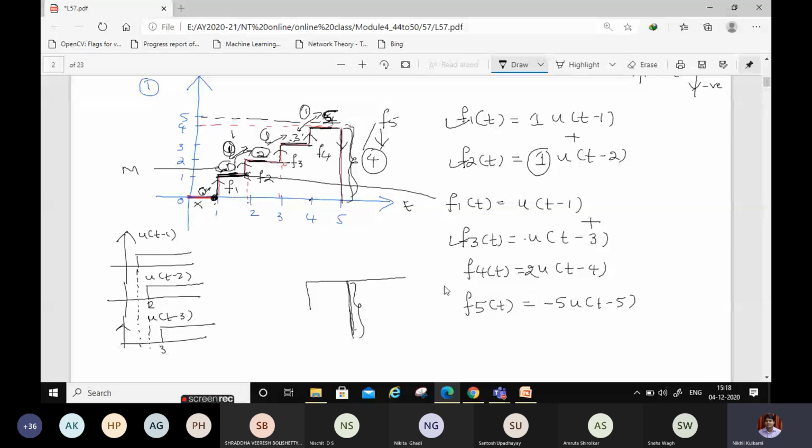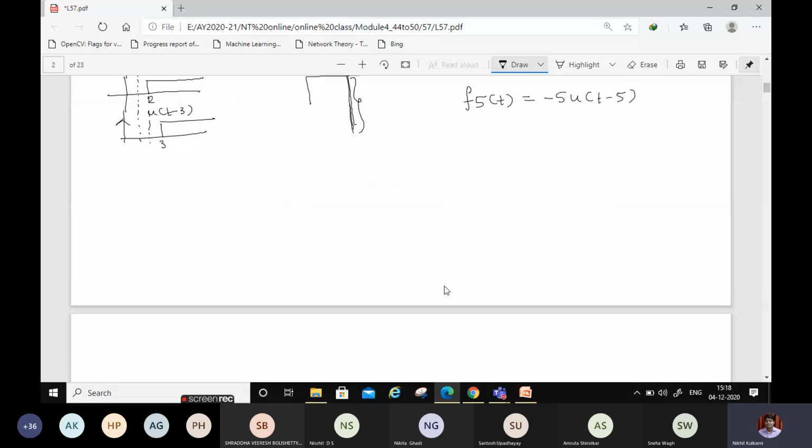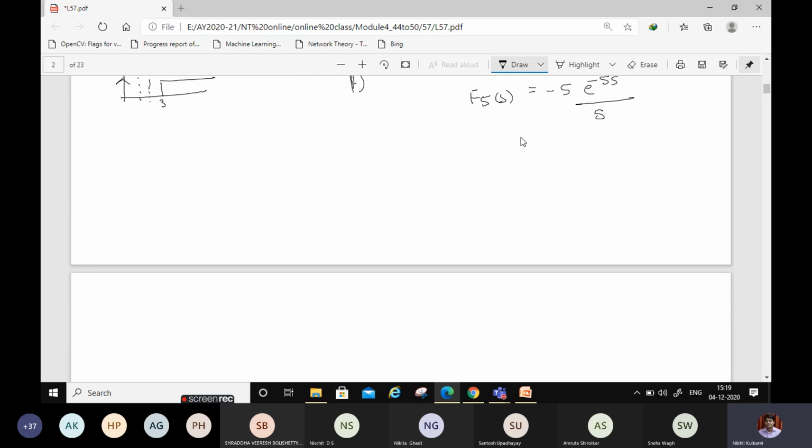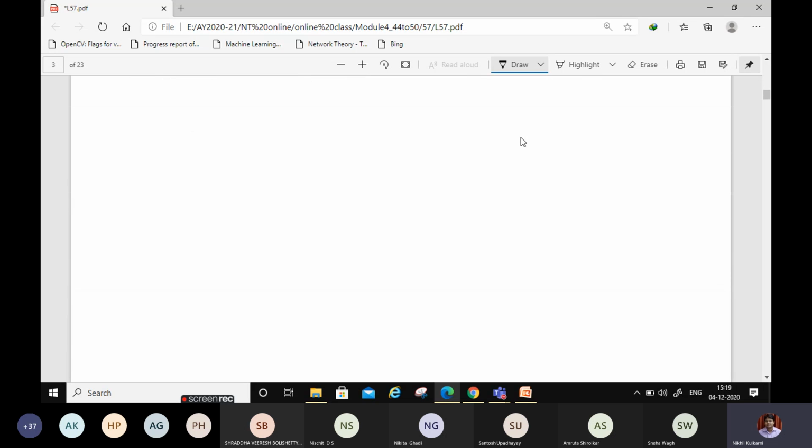Yes. So finally you have to add all the 5 signals. I will send the details, but right now you understand how to represent it in the time domain. Later you can convert it into the frequency domain, right? For example, this one is e to the power minus 5s divided by s, right? So this will be f5 of s. These kinds of questions you will get for a minimum of 5, maybe a maximum of 10 marks also.